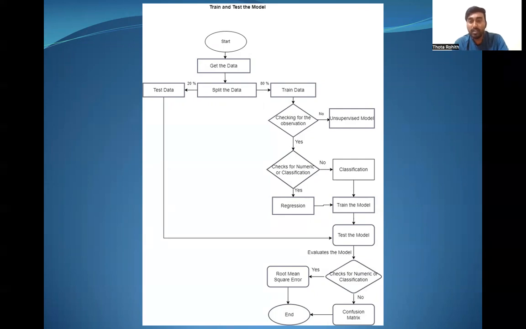Then after the training, we'll go for testing the model using both the classification data and regression and test data. Then after the testing, it again evaluates the model, which checks for numeric and classification. Once it is done with testing, then if it is correct, we'll get RMSE, which is nothing but root mean square error. If no, we will go for a confusion matrix. So the next slide will be explained by my teammates.